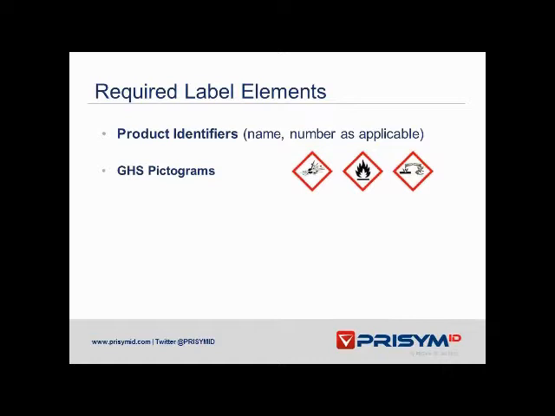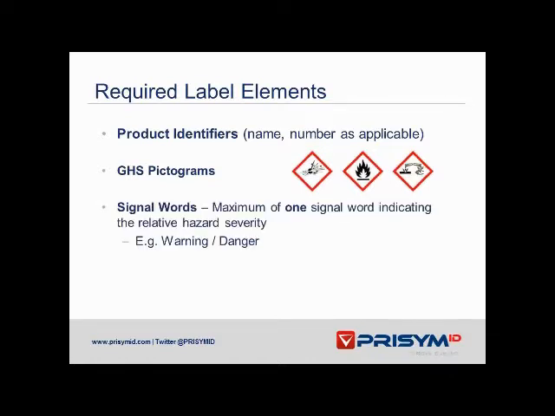And signal words, using a maximum of one signal word only to indicate the relative hazard. So it will alert the reader to potential hazards posed by the chemical product. For example, warning or danger, or it could be nothing at all. Hazard statements, describing the nature and degree of the hazard posed by the chemical.